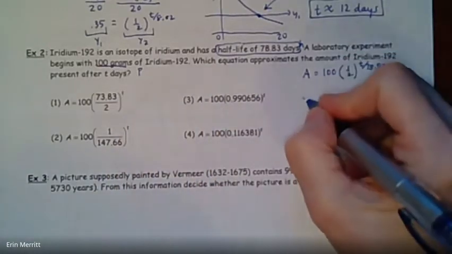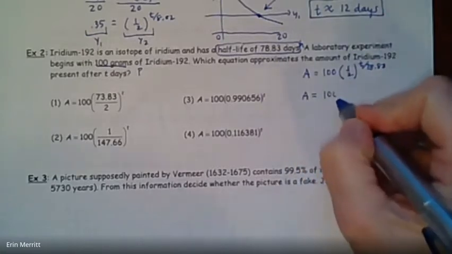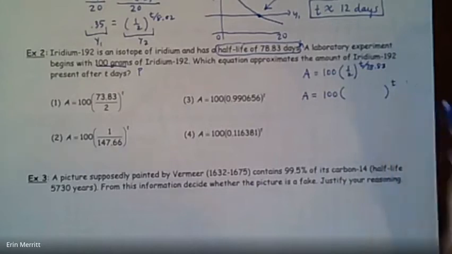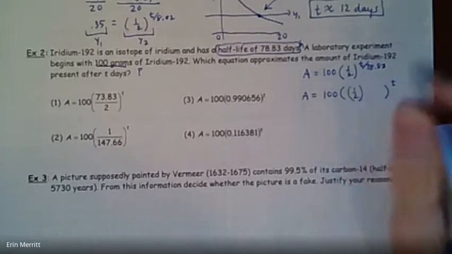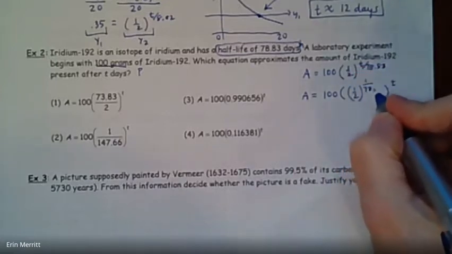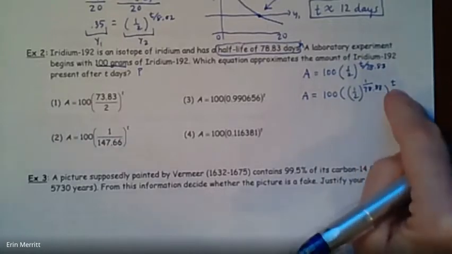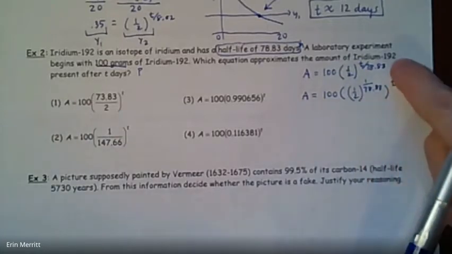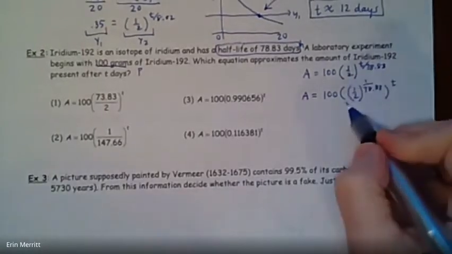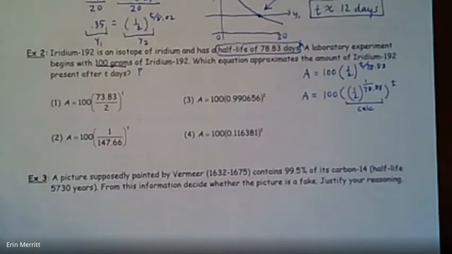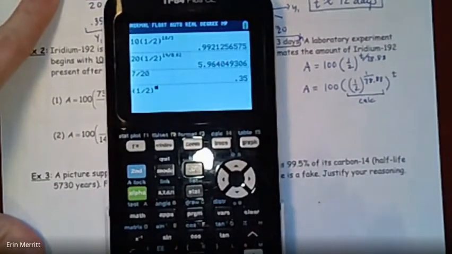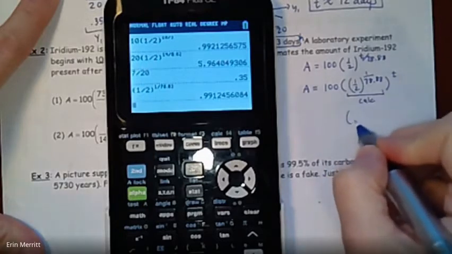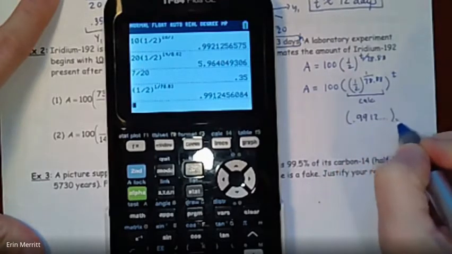And this goes back to what we learned a little earlier in the unit. We can get this back into a more standard form by breaking this up and saying that this is the same as 1/2 raised to the 1 over 78.83, and then all of that raised to the t power, because power raised to a power would bring me right back here. So now I can take this part and clean it up in the calculator. So if I do 1/2 and then raise it to the 1 over 78.83, that'll give me 0.9912, and of course it keeps going.